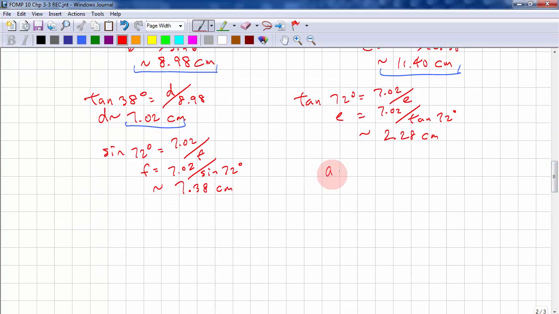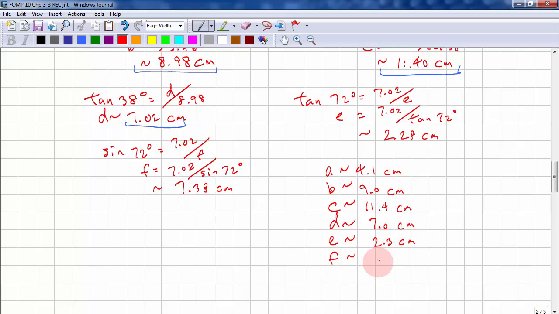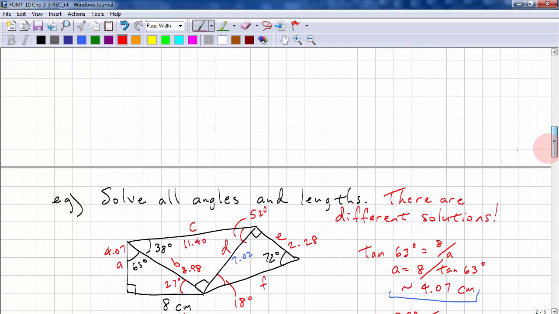So A is approximately 4.1. B is approximately 9.0. C is approximately 11.4. D is approximately 7.0. E is approximately 2.3. F is approximately 7.4. And we drew all the angles on the diagram.